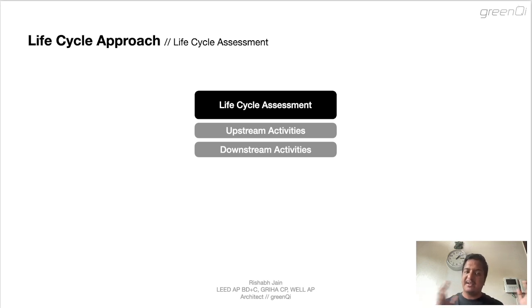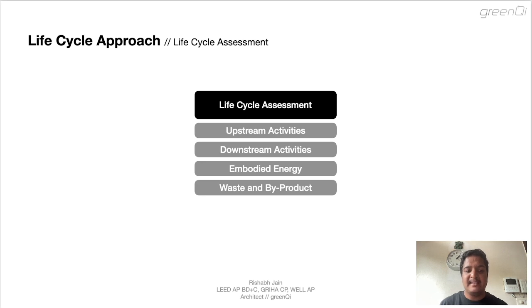So upstream is basically from production till getting into your hand, and downstream is basically the amount of energy spent on the maintenance. LCA also factors in embodied energy, waste, and byproduct creation, and even the potential for recycling. It's a comprehensive approach that leaves no stone unturned when it comes to understanding the product's environmental impact.